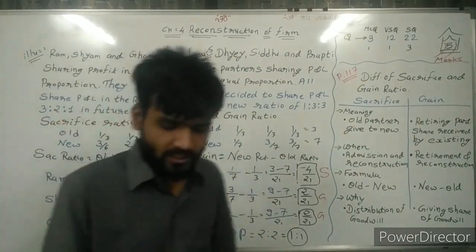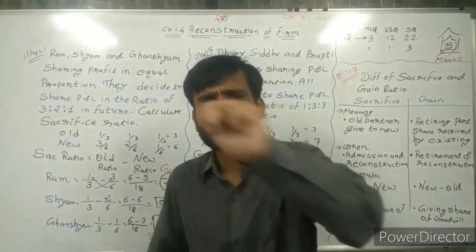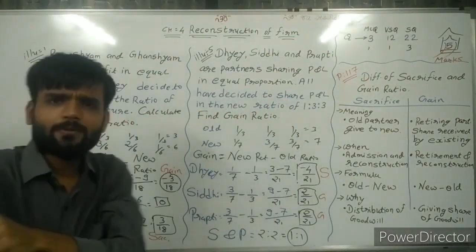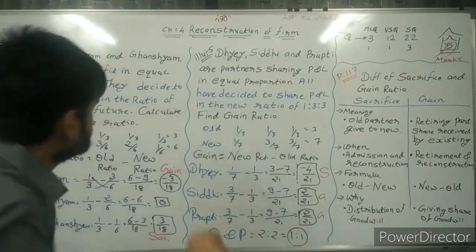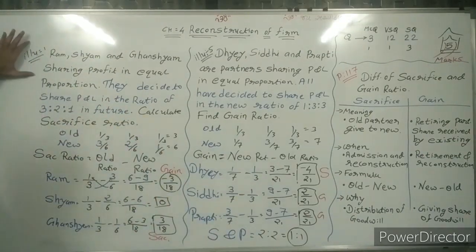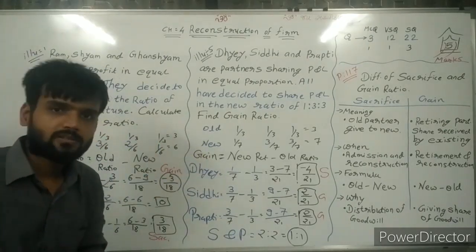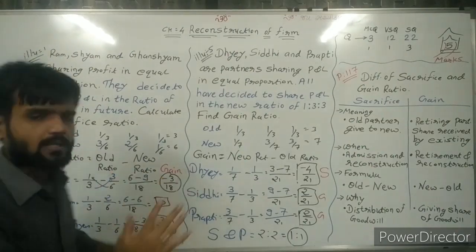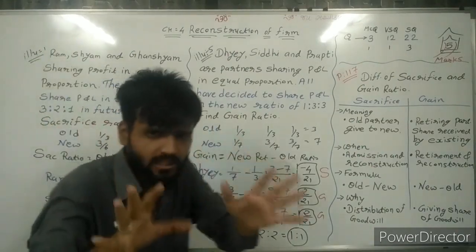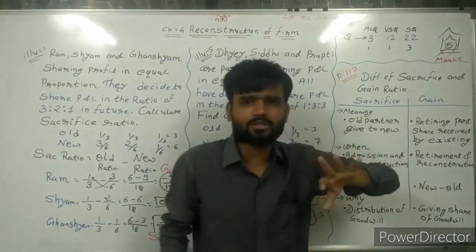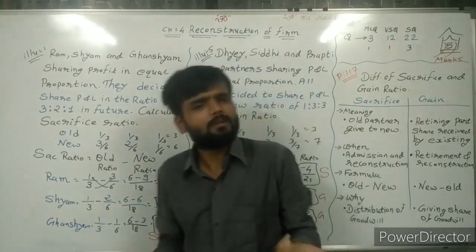So in this way we are completing two sums. Now think. In illustration number 1, the sacrifice ratio formula is used. Here the gain ratio formula is used. So both the formulas are completed. And generally in examination, in a 3 marker question, a gain or sacrifice sum will be there.